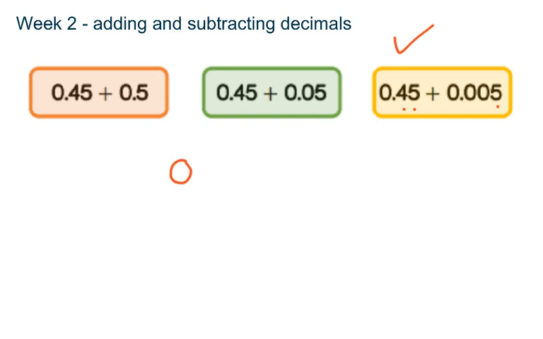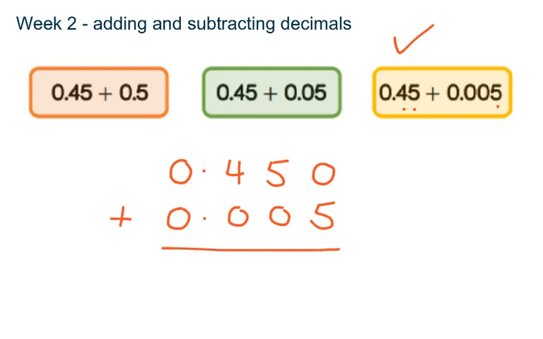So I would put 0.45 on the top, and my adding symbol. Always good practice to do that. Now to make it easier for me to get into this question, I'm just going to put a 0 in my thousandths column, because we don't have anything in that column. If we were going to set that out on a place value grid, there would be no thousandths there. So I'm going to put a 0 in.